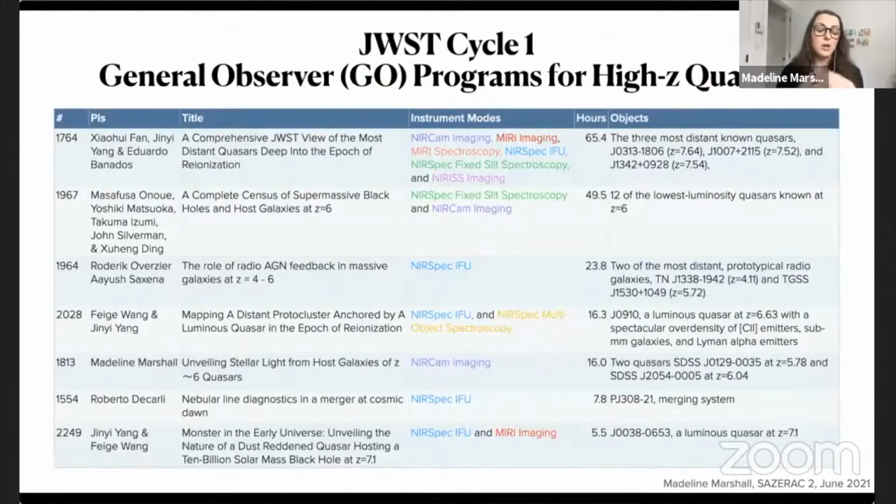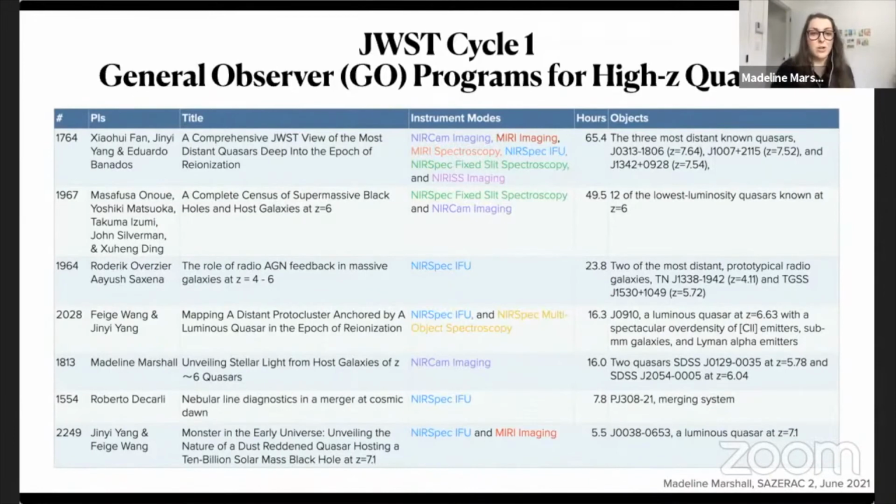But we're not the only people that are going to be looking at high-redshift quasars with JWST. So I've made a compilation of all of the GO programs that will be targeting high-redshift quasars. And so we've got each of the different instrument modes highlighted in different colors here. So you can see people are trying everything. NIRSpec IFU, though, seems to be a very popular strategy for trying to understand these really exciting and extreme systems.